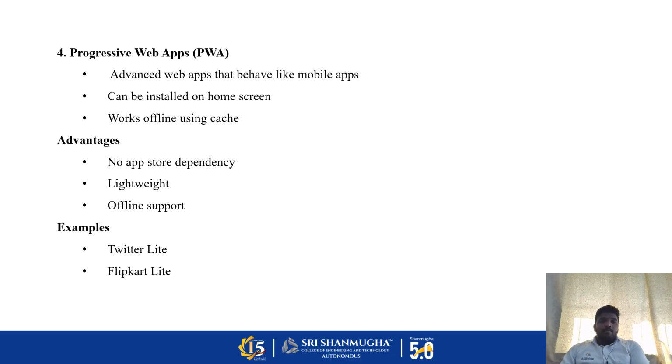Next one, progressive web apps, or PWAs. Progressive web apps are advanced web applications that behave like mobile apps. They can be added to the home screen and can work offline using cached data. PWAs do not require App Store installation, making them lightweight and easy to use. Advantages include offline support, no App Store dependency, and low storage usage. Examples of PWAs include Twitter Lite and Flipkart Lite.